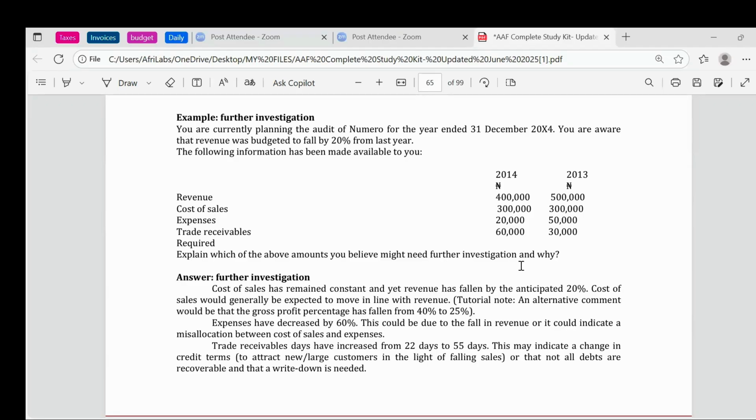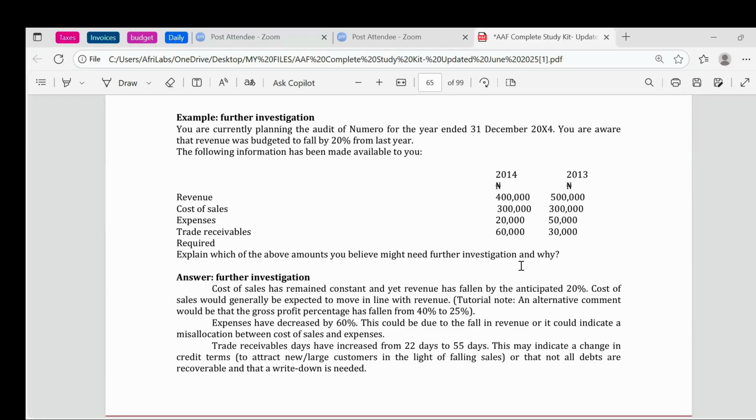And how can you get the right question? Put yourself in the auditor's position. I am Chioma, I'm the auditor. What will I ask in this instance? That's it.